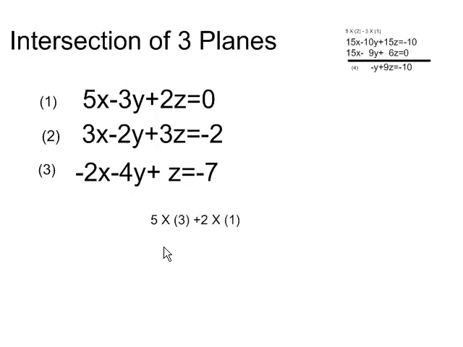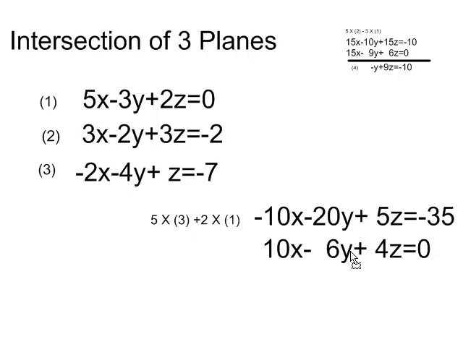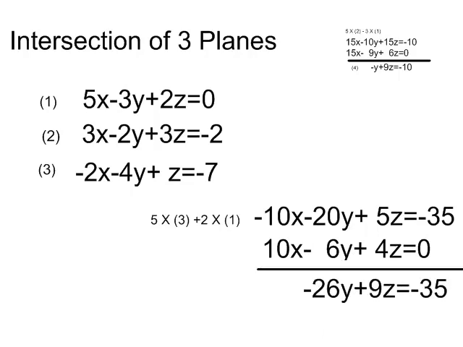Now I'm going to eliminate x from equation 3. Because the signs are opposite on the x, all I really have to do is take 5 times equation 3 and add 2 times equation 1. There's 5 times equation 3, there's 2 times equation 1, and when I add the 2 together, I get the result: negative 26y plus 9z equals negative 35, and that becomes my equation 5.